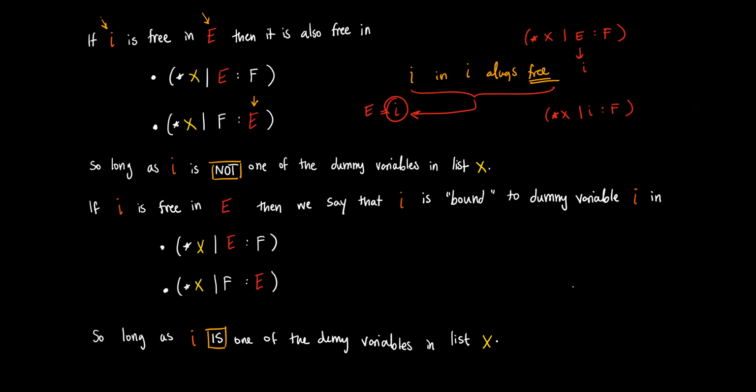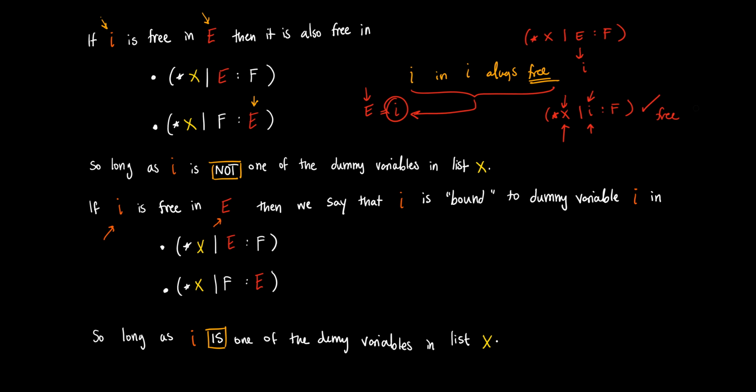So we can take a look at this and say, well, okay, we have this I occurring free in E, so we've satisfied the conditions to be using this check. And now we're going to ask ourselves, okay, is I one of the dummy variables in list X? Well, here, the list X is really just X, and I is not X. So it doesn't appear next to the quantifier, which means that I, right here, this occurrence of I, is free within this quantification.